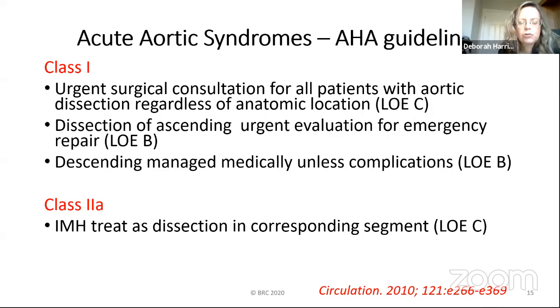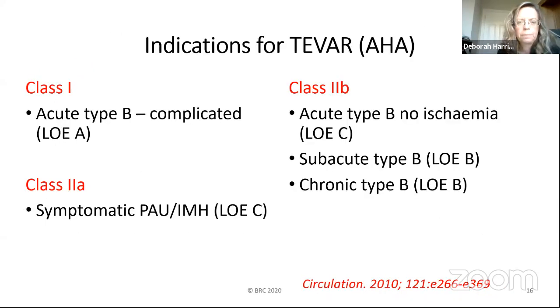With intramural hematoma, it is reasonable to treat this as a dissection in the corresponding segment. So in other words, if you have a type A intramural hematoma, it is entirely reasonable to treat this as if it was a type A dissection. And we would normally do this as long as the patient is fit for an operation.